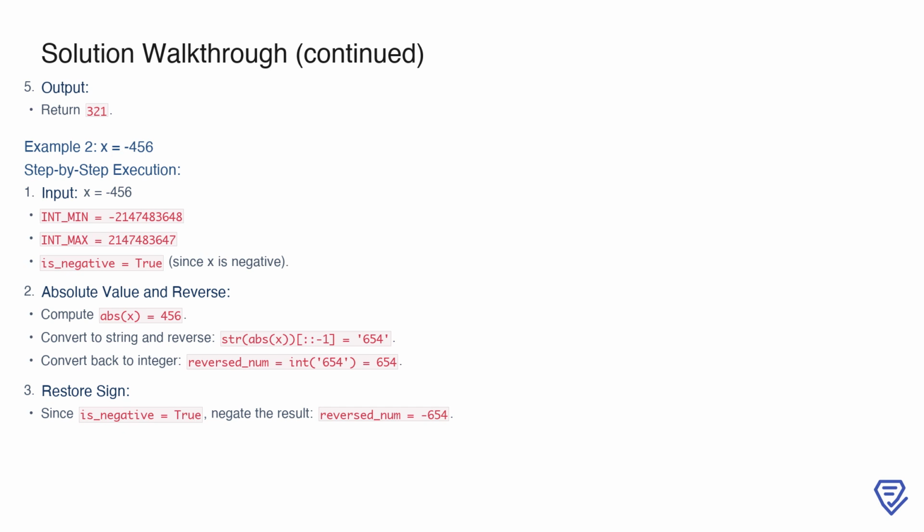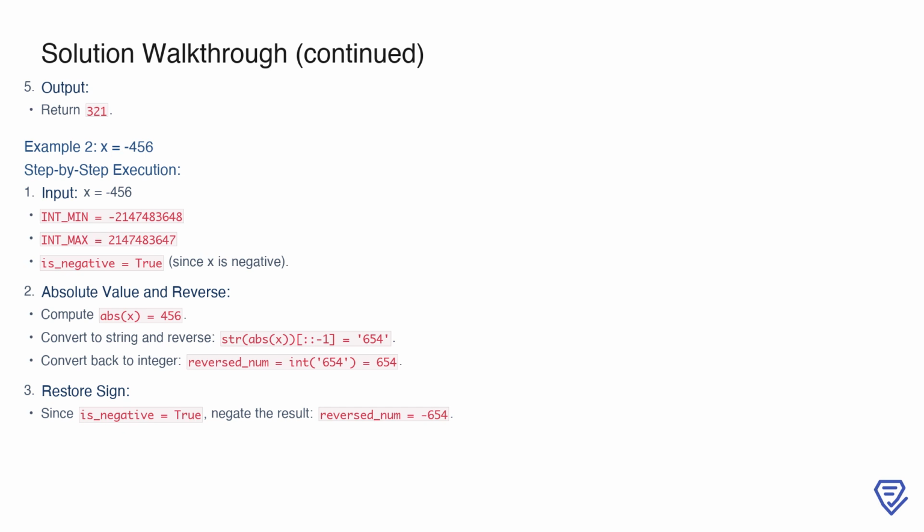Now, let's consider another example where x equals -456. In this case, we again start with the 32-bit integer boundaries. int_min is -214748364 and int_max is 214748364. Since x is negative, we set the is_negative flag to true.